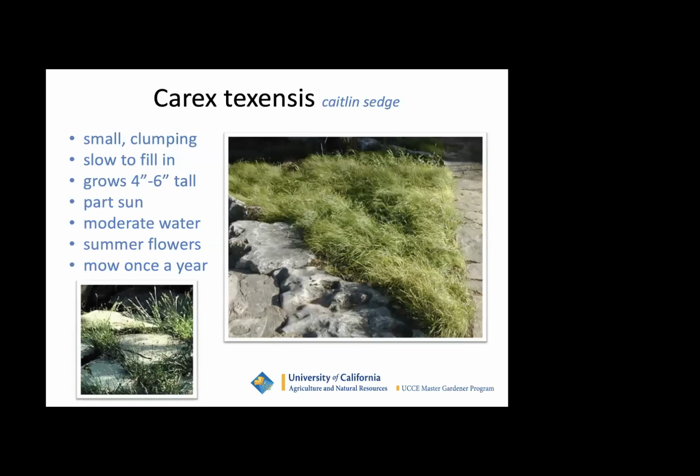Here's one of the grasses that does a nice job of that. It's called Carex texensis, or the Catlin sedge. It's a low-growing, clumping grass that just gets about 4 to 6 inches tall. It uses some water, but not as much as conventional turf. And you can probably mow it about once a year, if you don't mind this sort of soft, billowy look.